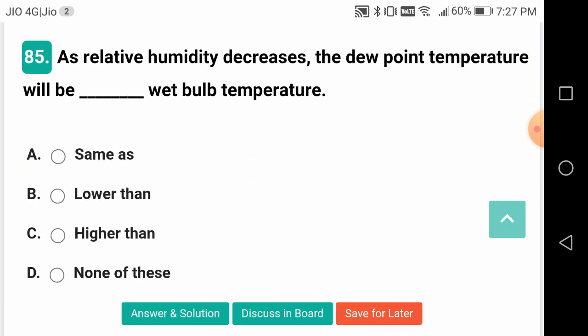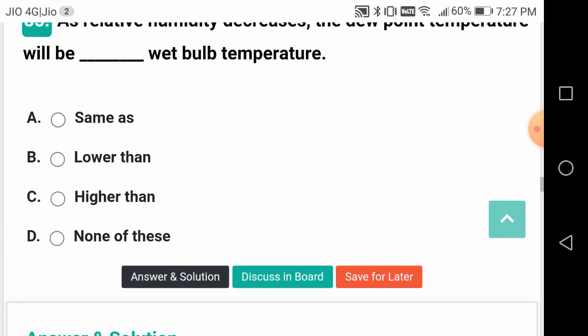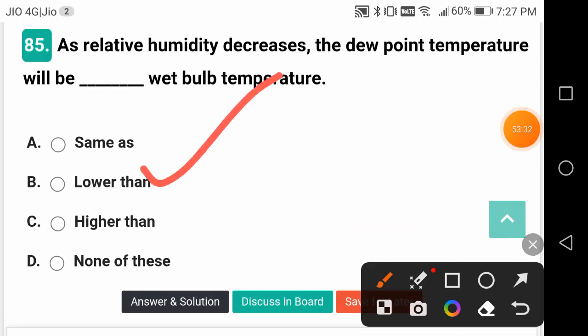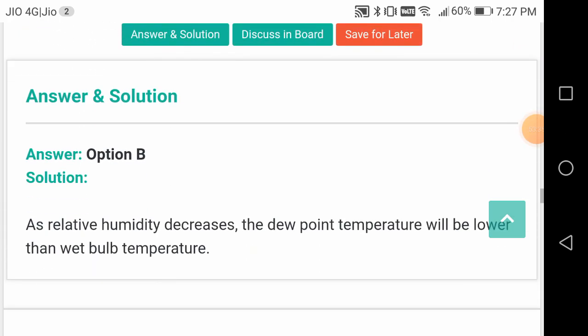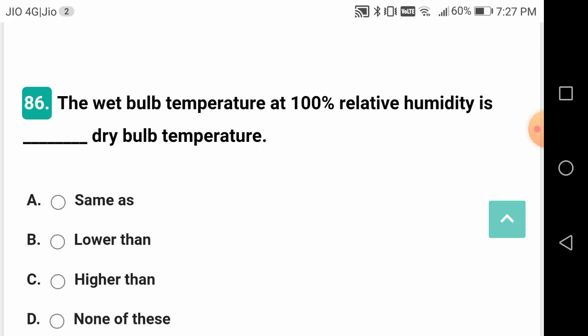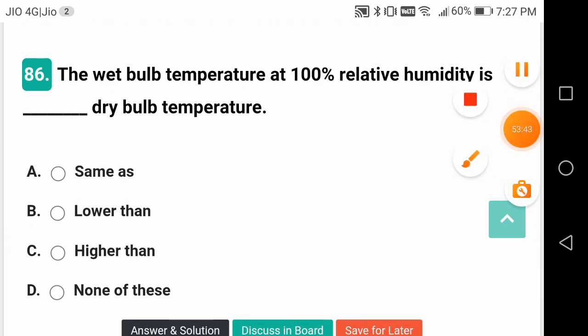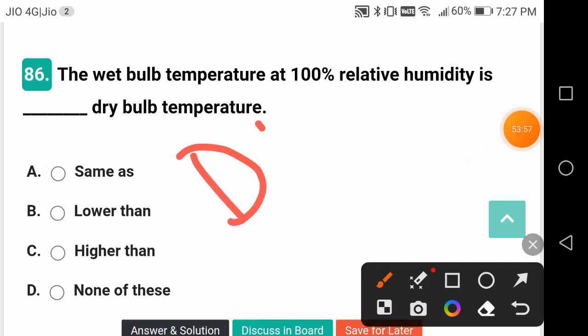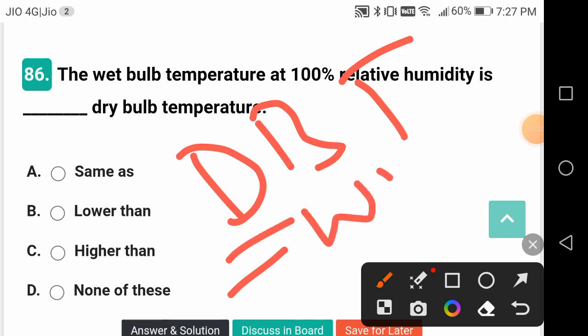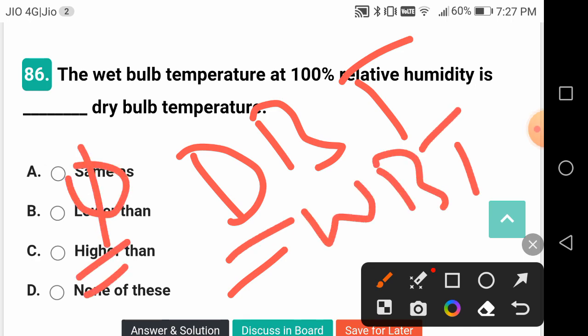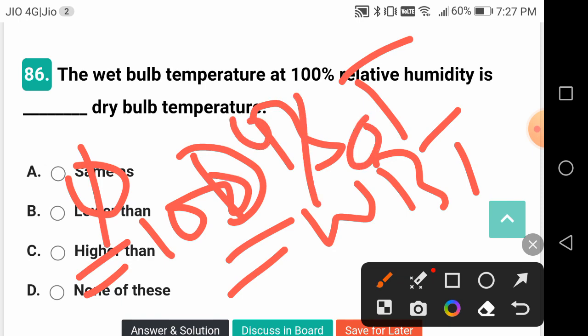As relative humidity decreases, the dew point temperature will be lower than the wet bulb temperature. The wet bulb temperature at 100% relative humidity is equal to the dew point temperature, because the relative humidity is 100%. At RH equal to 100%, T dew is equal to TD. That means DBT is equal to WBT. DBT, dry bulb temperature, is equal to wet bulb temperature at phi equal to 100%. Phi is the relative humidity.